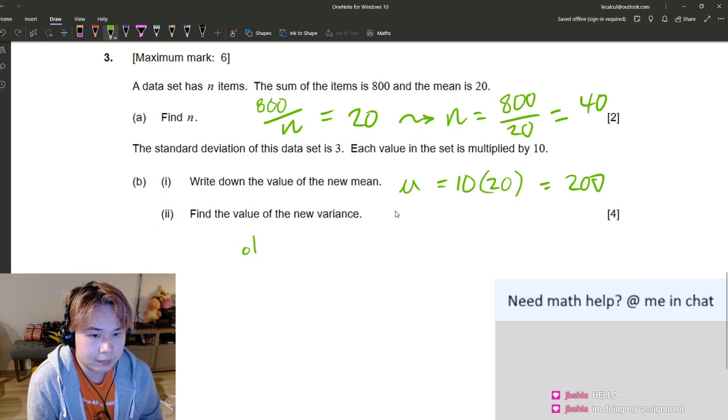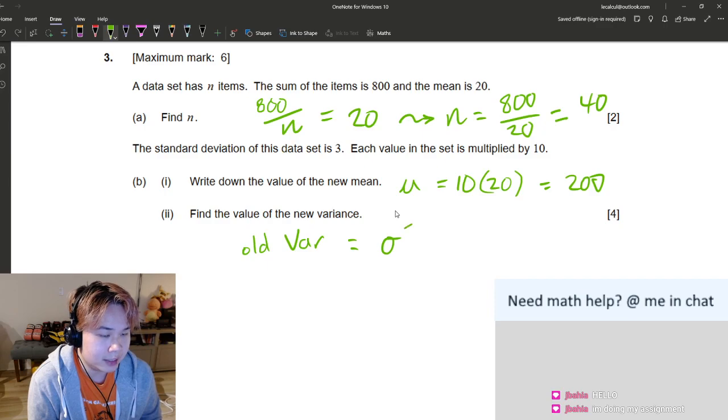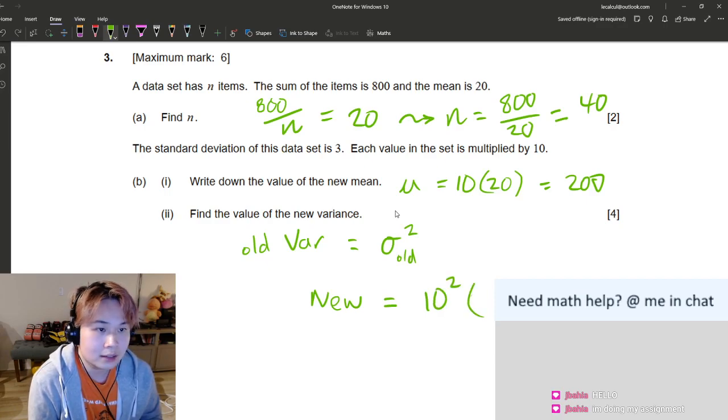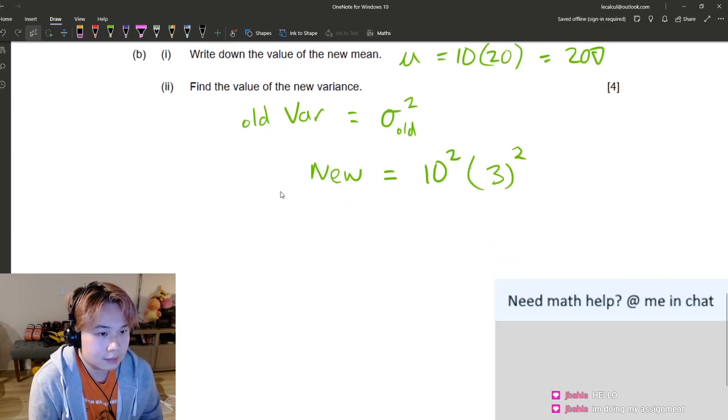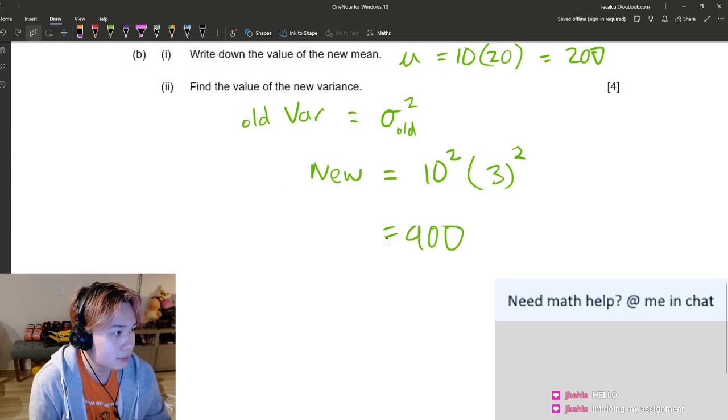The old variance is the standard deviation squared, the old one. So then the new variance is the factor of 10 squared times the old variance, which is the standard deviation of 3 squared. So this is 9 times 100, right? So 900.